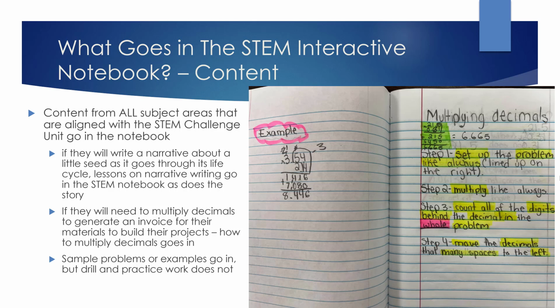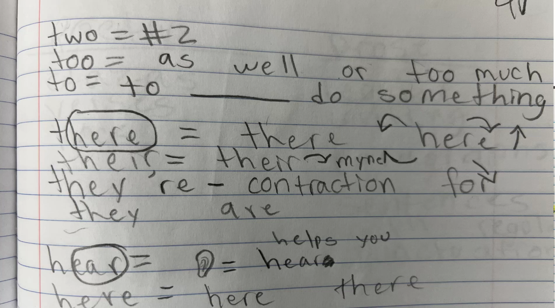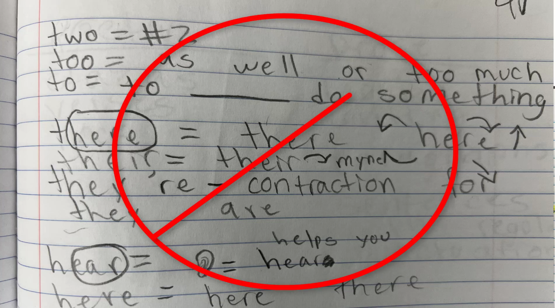So the next question often is, well, what do I put in the STEM notebook and what goes in something else? How do I know whether it belongs in the STEM notebook? Well, content from all subject areas needs to go in the STEM notebook, but it's only the content that will align with your STEM challenge unit or your STEM burst. So in other words, if you are teaching a grammar lesson and the grammar does not align with your STEM unit, then it's not going to go in this notebook.